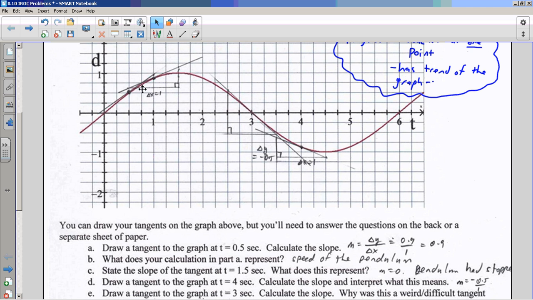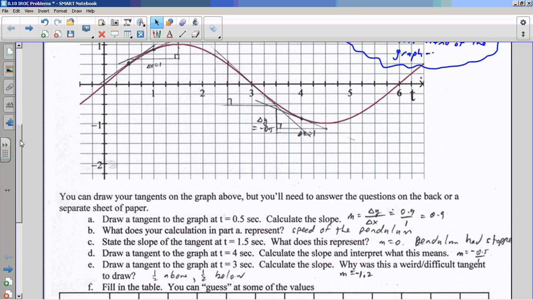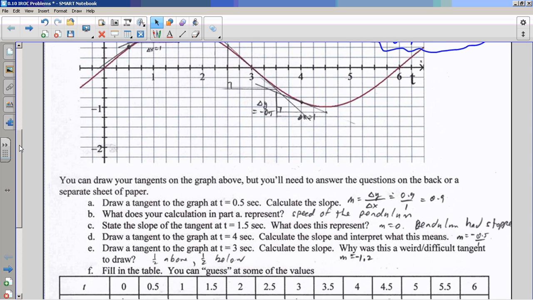But if you see it here, when I drew my tangent, what I did is I constructed a triangle that had a run of exactly 1. So why would I want to do that, have a run of 1? Well, then the rise is what the slope is, right? If the run is 1 down here, then the rise is the same as the slope. So that's a clever way to help yourself with slope calculations. And then draw a tangent, calculate the slope, draw a tangent, calculate the slope.